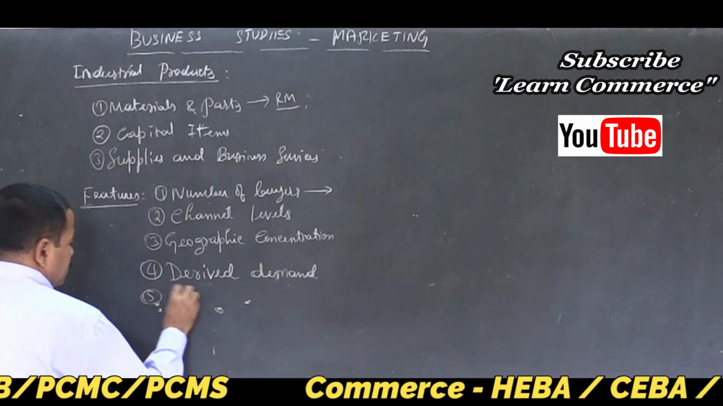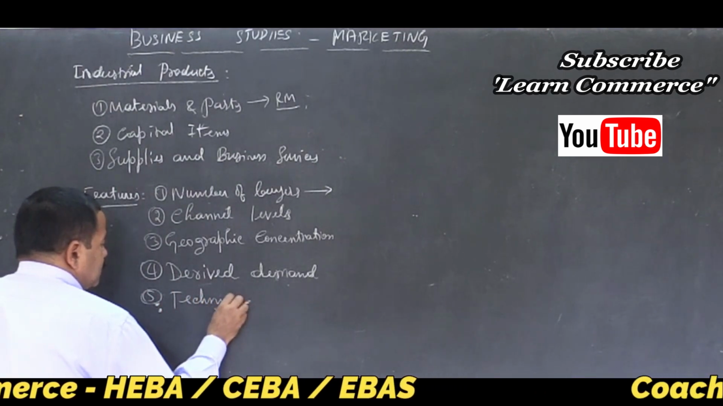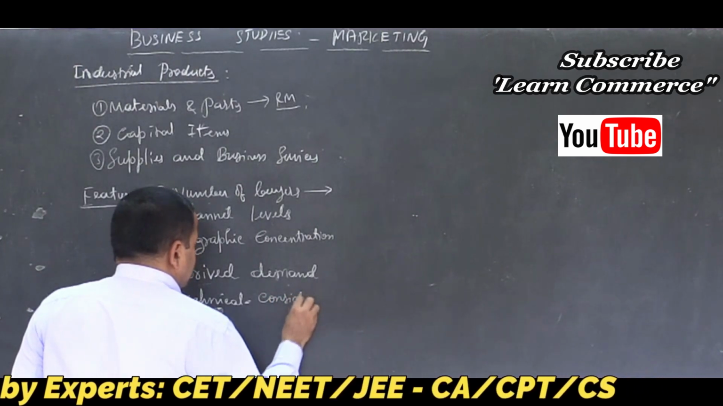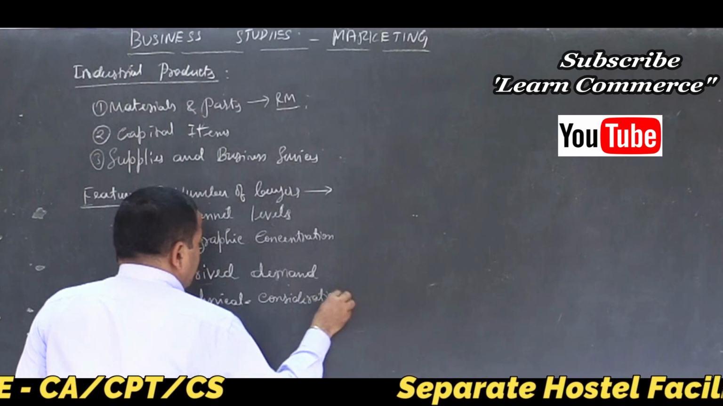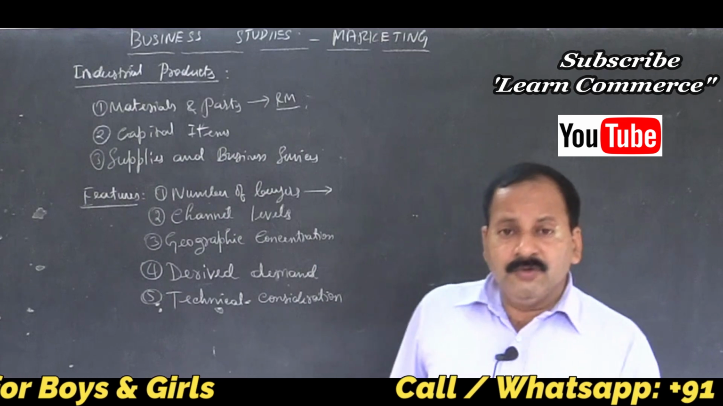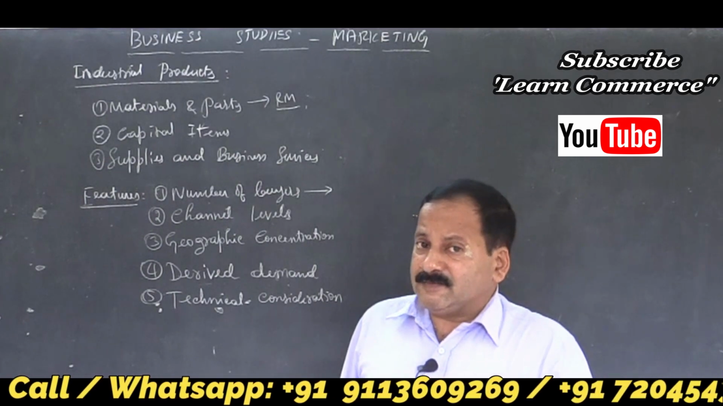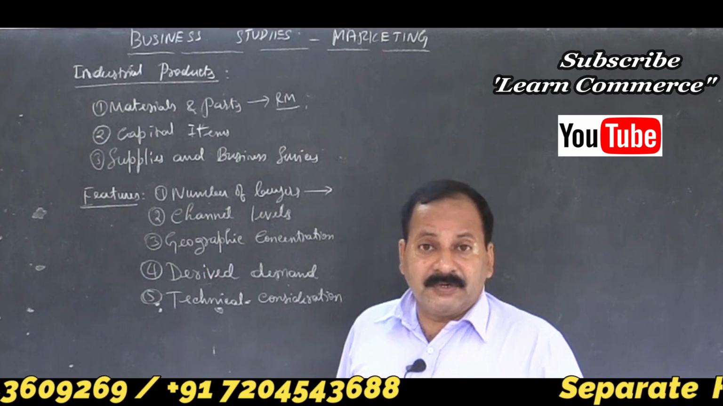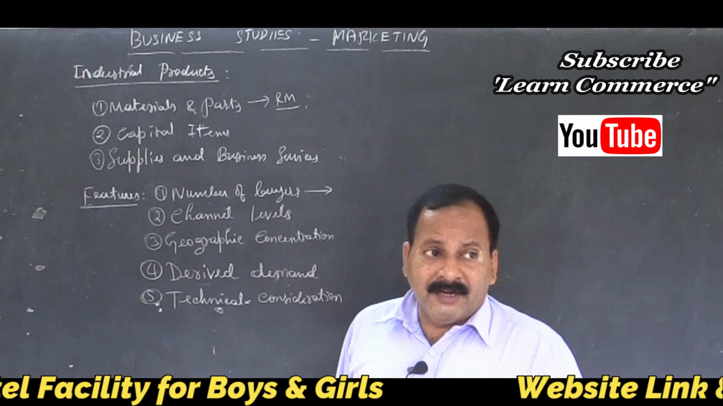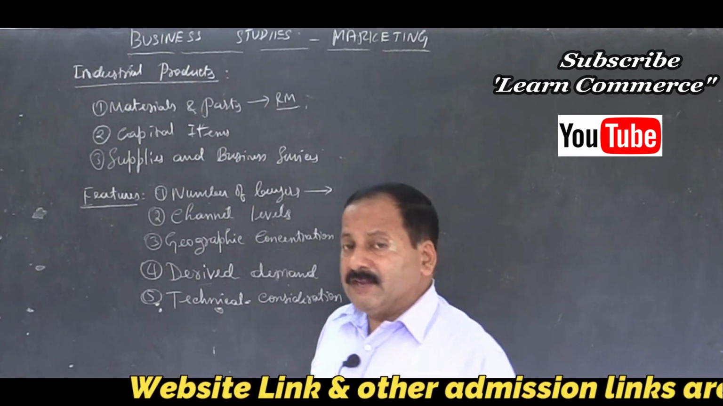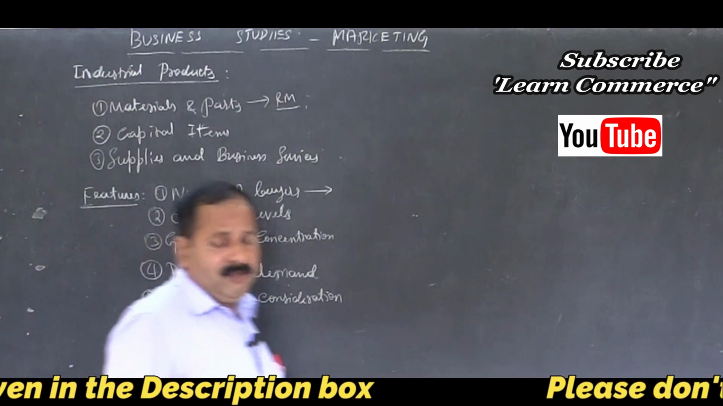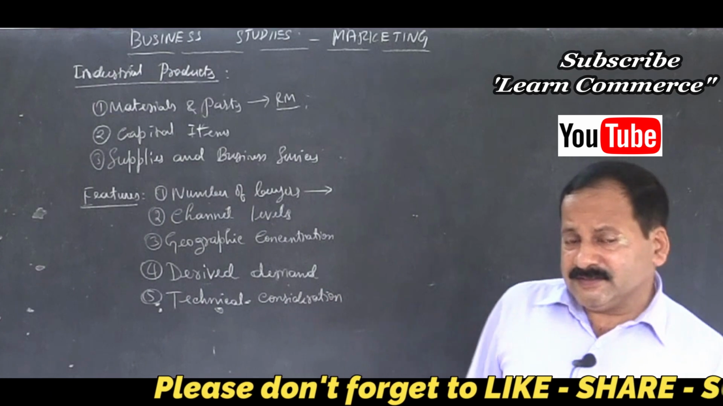Next one is the role of technical considerations. Of course, in the case of industrial goods, technical consideration is a must, very, very important, because if you purchase second grade raw material, then you cannot give good quality, first class consumer goods. So the technical aspect will be considered a lot. It will be taken into consideration while selecting the raw materials for production. Let me give the best example: if you buy low quality sugar cane, then the quality of the sugar will decrease, isn't it?